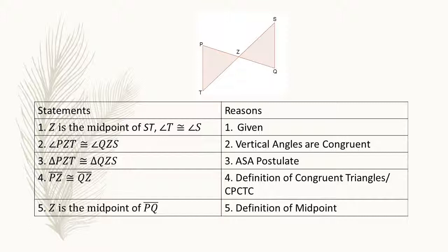Statement number 4 states that line segment PZ is congruent to line segment QZ. That is by the definition of congruent triangles or by CPCTC. Finally, Z is the midpoint of line segment PQ. That is by definition of midpoint.